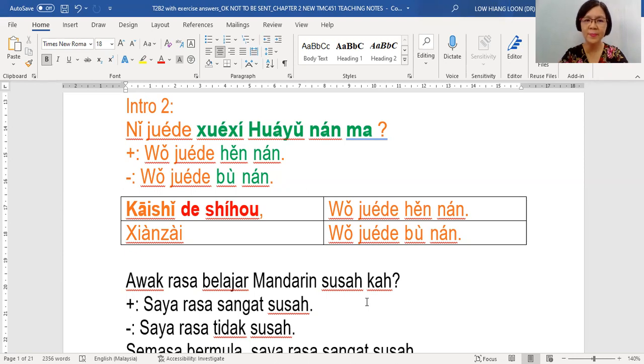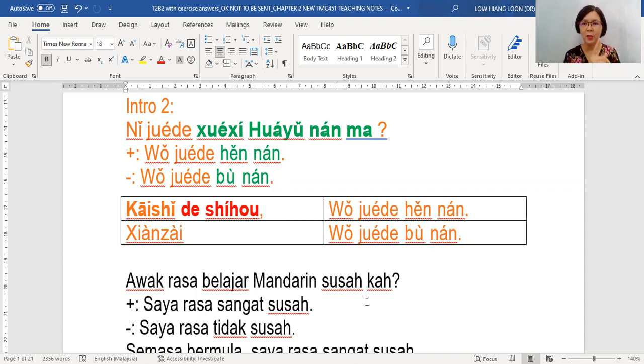你觉得学习华语难吗？CS answer? 我觉得很难。Okay, ask back. 你觉得学习华语难吗？学习华语难吗？我觉得不难。Okay. 很好. All right.